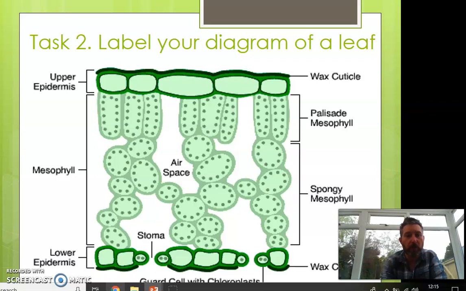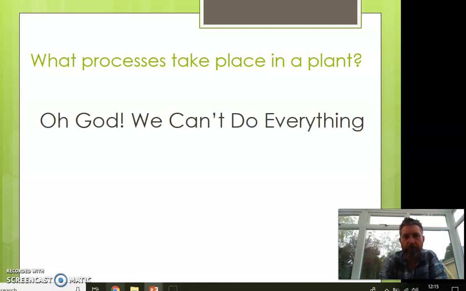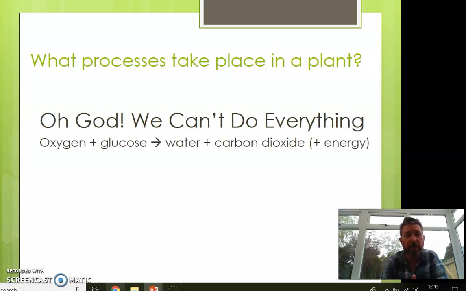Right, so why have plants got this structure? Well, let's think about the processes that take place. Now, we've met this before. Oh God, we can't do everything. Now, this is a brilliant mnemonic for remembering an important equation. So O is oxygen, God is glucose, the exclamation mark is an arrow. We is water, can't do is carbon dioxide, and in brackets I've put energy.